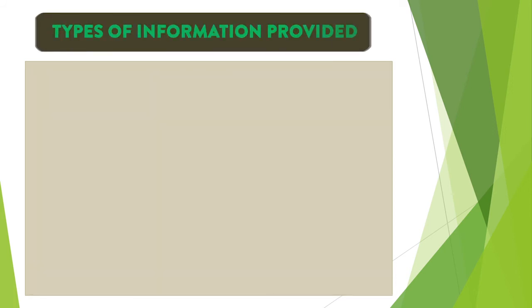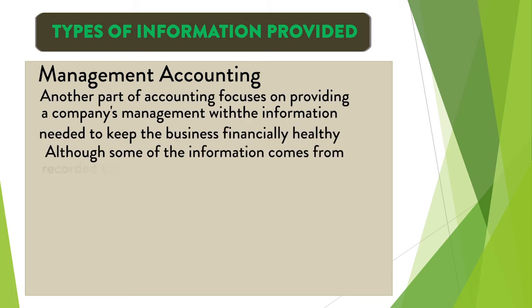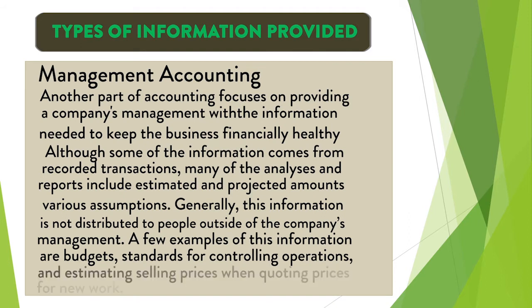The second type is management accounting. This basically focuses on stakeholders within the business or the company, and it provides the company's management with the information needed to keep the business financially healthy. Although some of the information comes from recorded transactions, many of the analyses and reports include estimated and projected amounts based on various assumptions. Generally, this information is not distributed to people outside of the company's management.